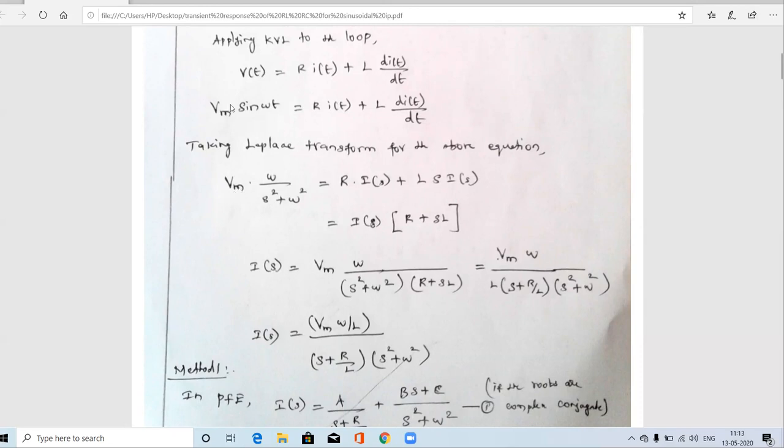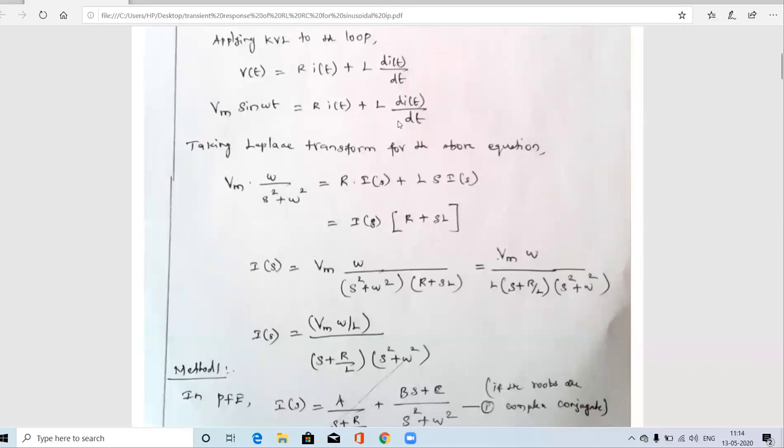The Laplace transform of sine omega t is omega divided by s squared plus omega squared. If it is cos omega t, it is s divided by s squared plus omega squared. For sine omega t, the Laplace transform is omega by s squared plus omega squared. And you know R is a constant, so you keep R as it is. What is the Laplace transform of i of t?